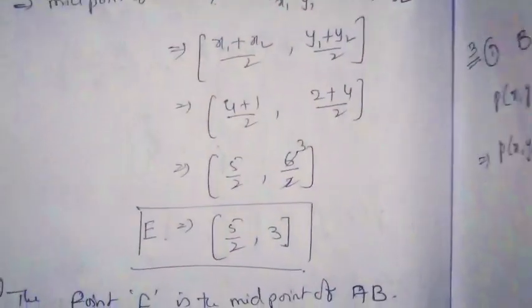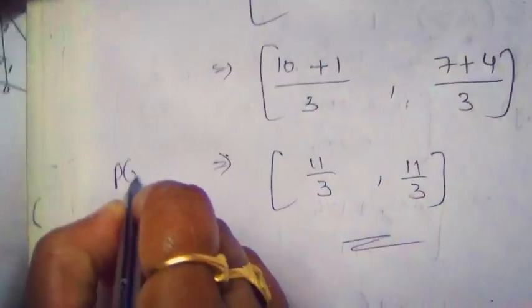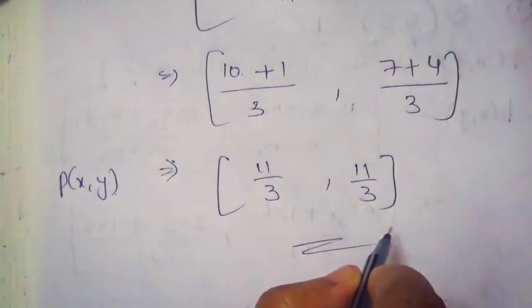Here all the answers we get are the same. Here look, P of (x, y) is equal to (11 by 3, 11 by 3). Here also P of (x, y) is equal to (11 by 3, 11 by 3).